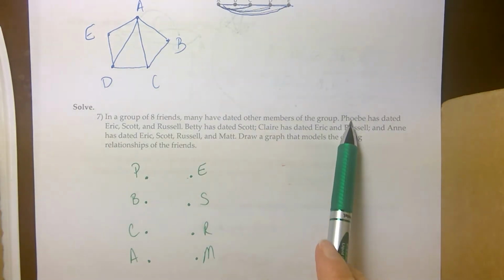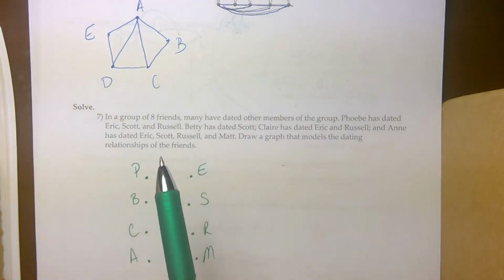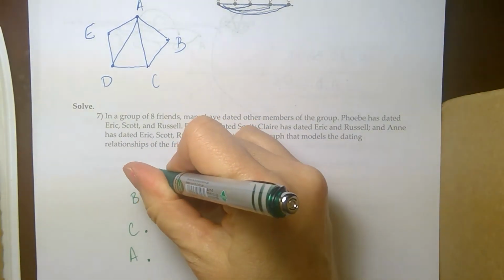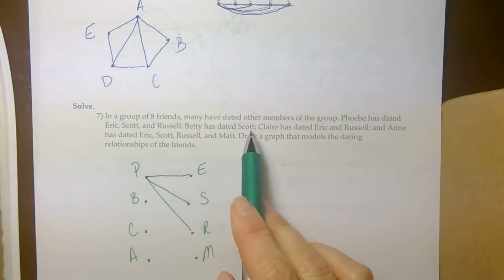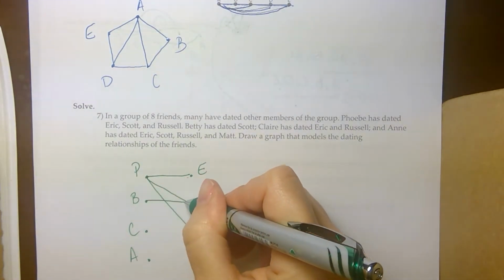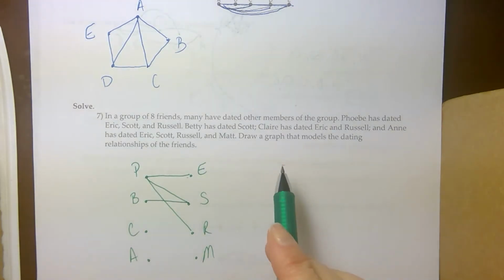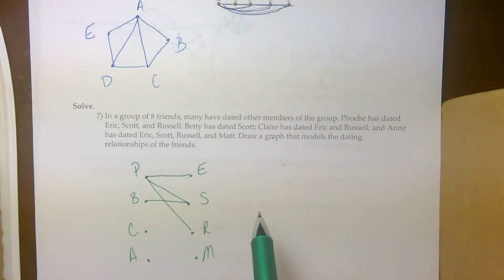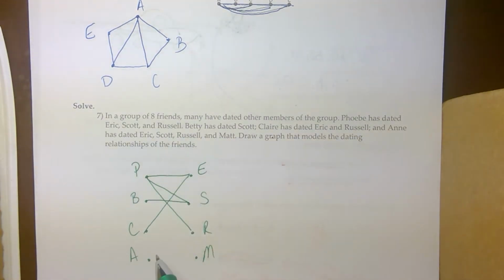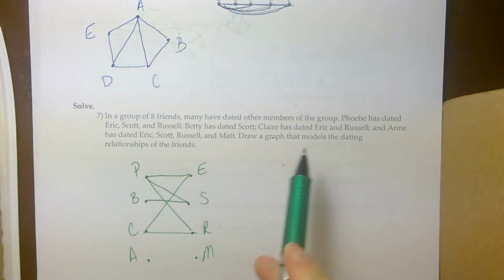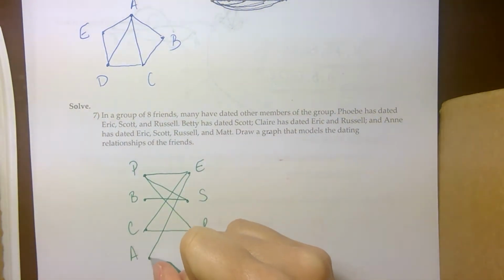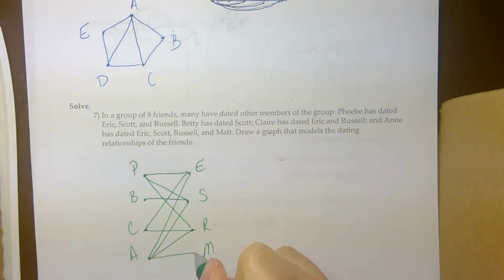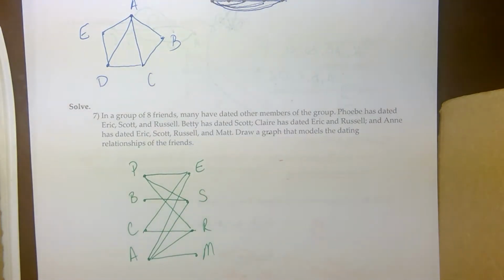All right, we see that Phoebe has dated Eric, Scott, and Russell. So let's draw lines to that. Phoebe has dated Eric, Scott, and Russell. Betty has dated Scott. So we just draw one edge to represent that dating relationship. Claire has dated Eric and Russell. So we have 2 edges, one to Eric, one to Russell. Anne has dated all 4. So Anne has dated Eric, Scott, Russell, and Matt. All right, there is our graph that represents their dating relationships.